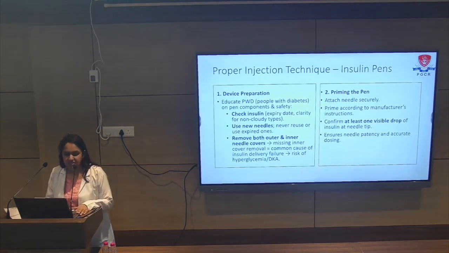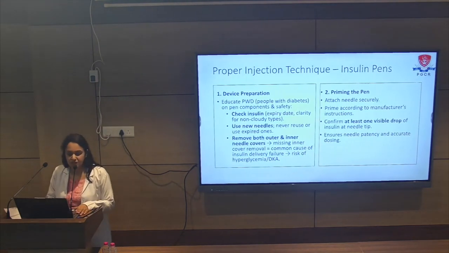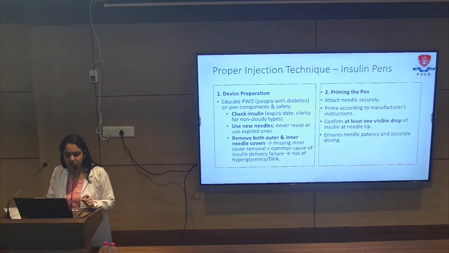Now, proper injection techniques for insulin pens. We have to educate people with diabetes on pen components and safety. Check the insulin, the expiry date, and clarity for non-cloudy types. Use new needles. Never reuse or use expired ones. We have to remove both the outer and the inner needle covers. Missing the inner cover removal is a common cause of insulin delivery failure, which can lead to a risk of hyperglycemia or diabetic ketoacidosis.